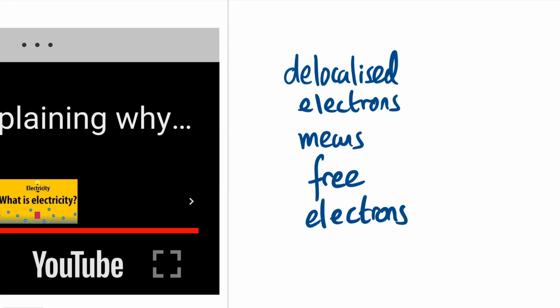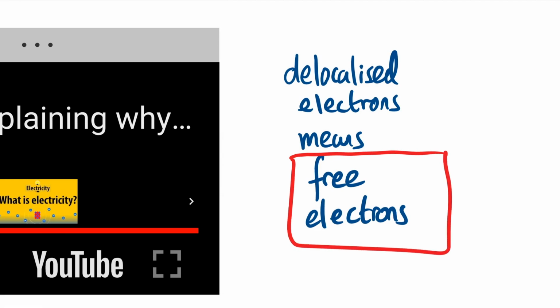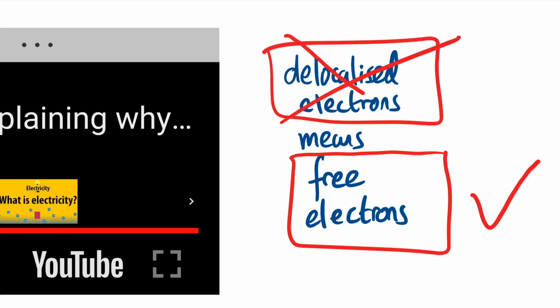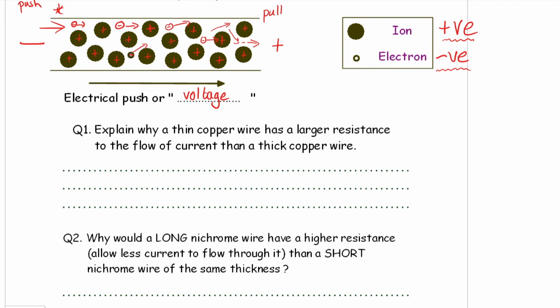And I've just written on the right hand side here that the term we use is free electrons rather than delocalized electrons. So if you're answering that in an exam question, we just use free electrons. Questions 1 and 2 are very similar. It's testing your understanding of what factors affect the resistance of a wire. I'm going to give the verbal answer, and then you can pause the video and write down the answer in your own words. Let's look at question 1.